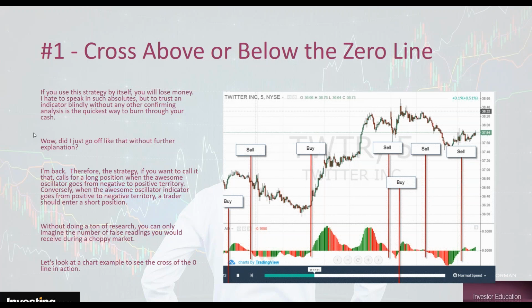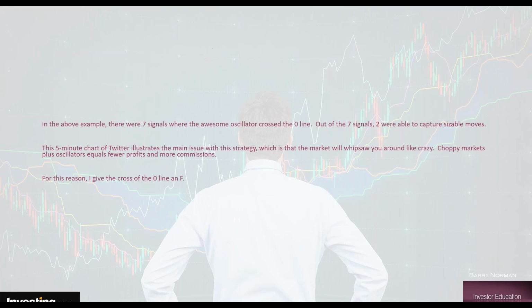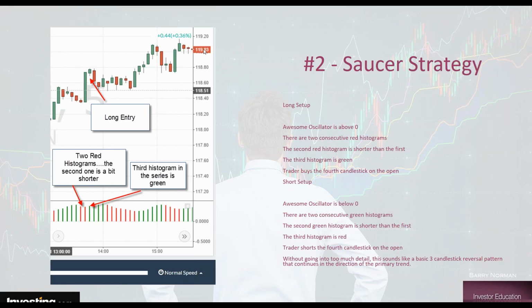Therefore, the strategy, if you call it that, calls for long positions when the awesome oscillator goes from negative to positive territory. Conversely, when the awesome oscillator goes from positive to negative territory, a trader should enter a short position. But again, you can't use this without using other indicators, but it has high reliability. It works extremely well because it is a variation of the other indicators to give you some type of signal about what's going on in the markets.